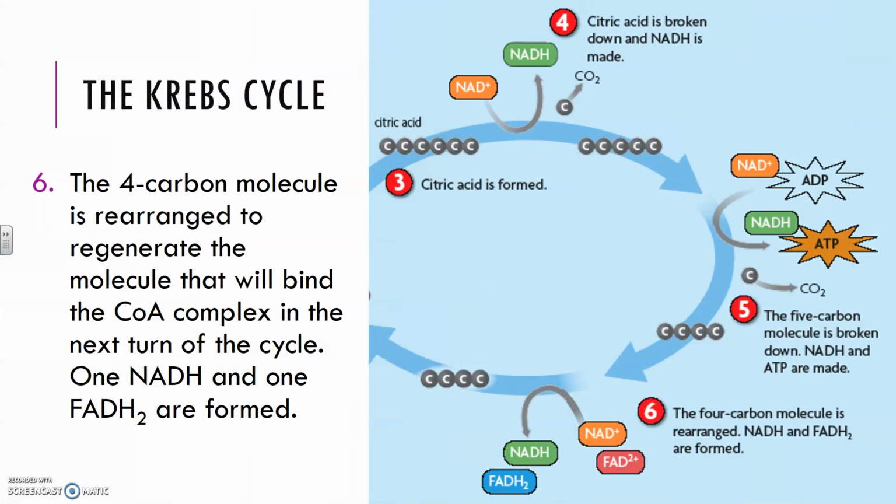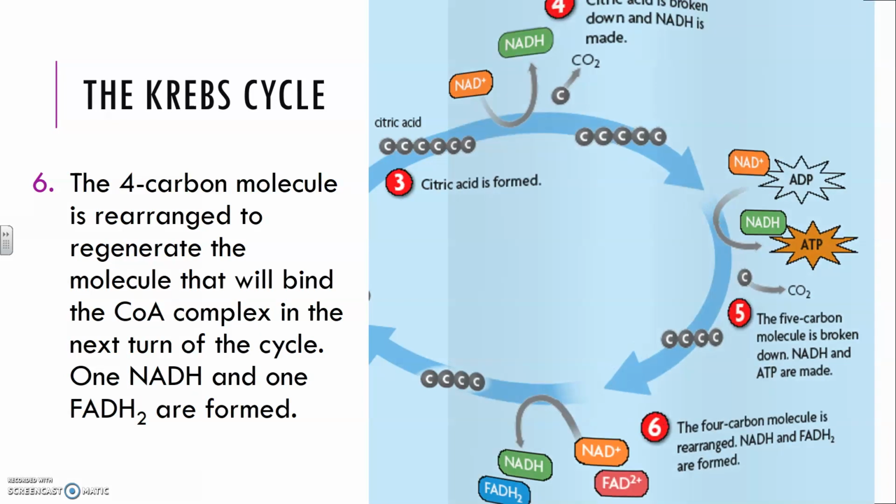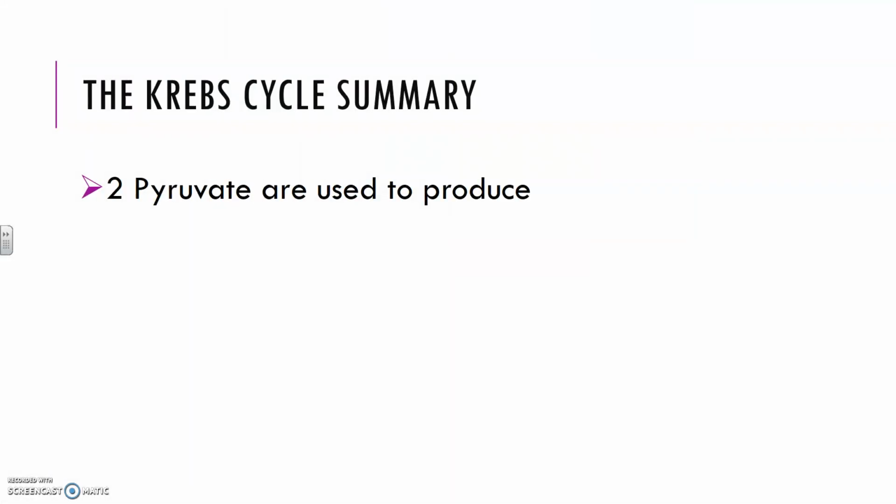And so finally, this 4-carbon molecule that we just created is going to rearrange itself. Okay, so it doesn't really rearrange itself, but you have a lot more steps that go in here where this 4-carbon molecule will get rearranged into the original 4-carbon molecule. Okay, and this actually will release quite a bit of energy. So you're going to release another NADH, and you're also releasing an FADH2. Both of those are high energy molecules that are going to go into the electron transport chain. And that is the Krebs cycle.